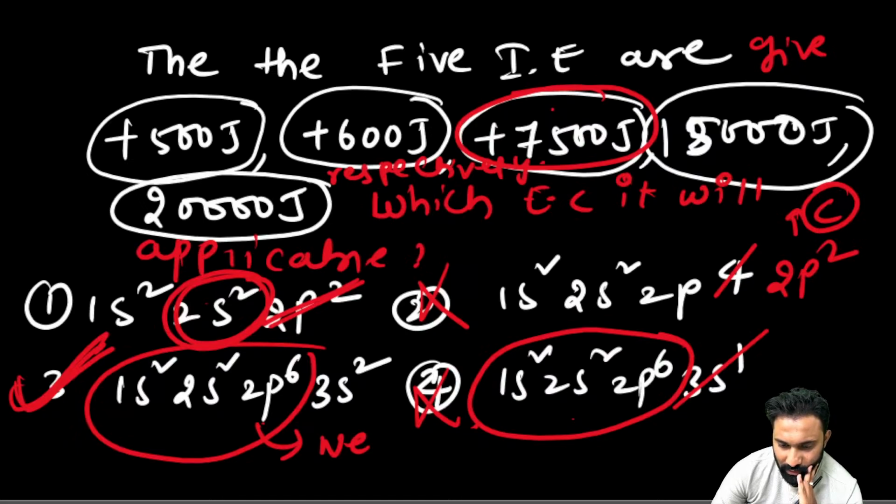You have to be very careful with the ionic radius, as well as the ionization energy. Ionic radius and ionization energy will play a very crucial role. Right? Okay, fine. Now, next one.